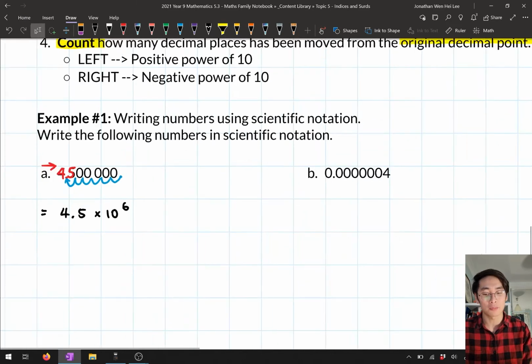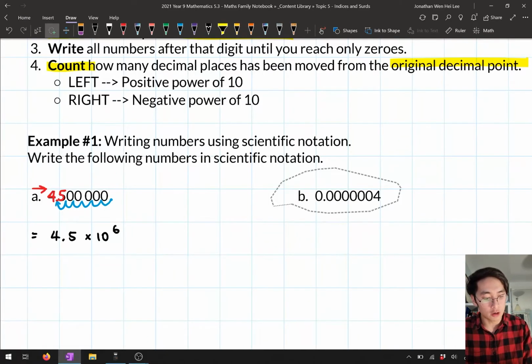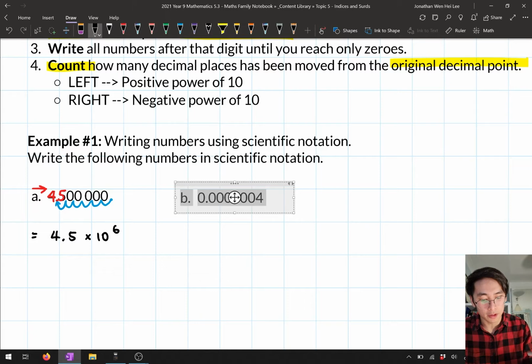Okay, let's have a look at the next example. Next example, we've got 0.00004.